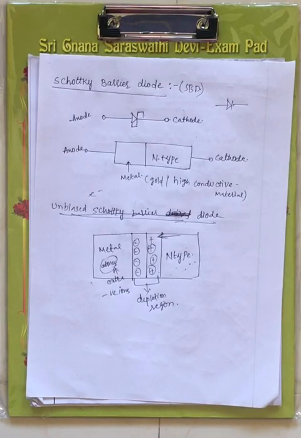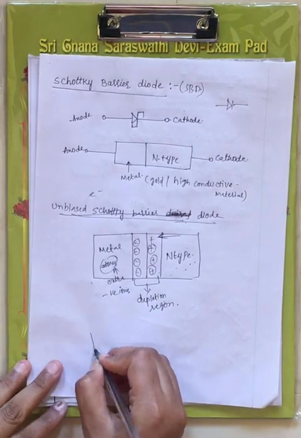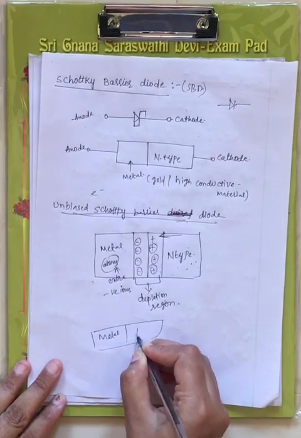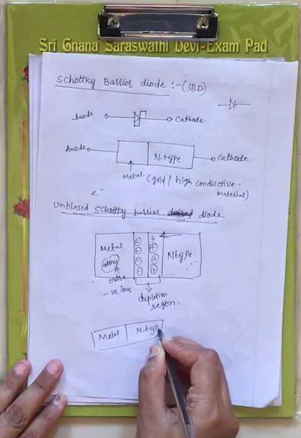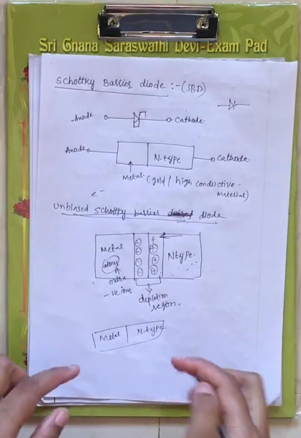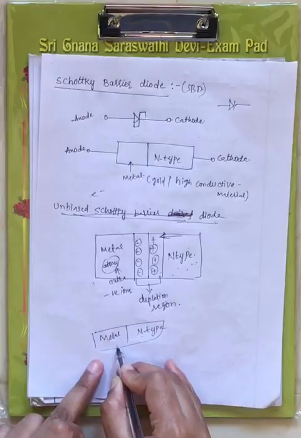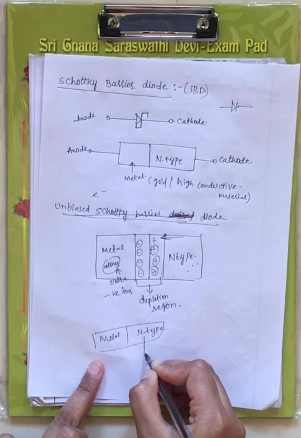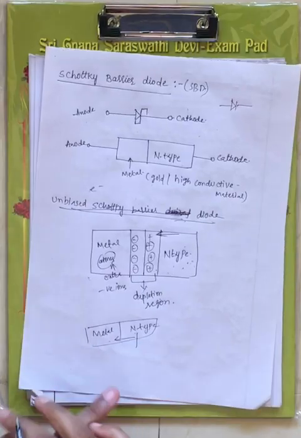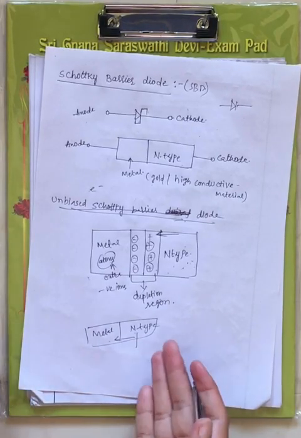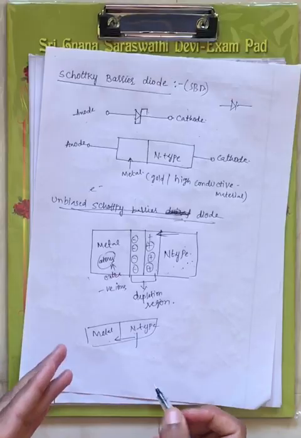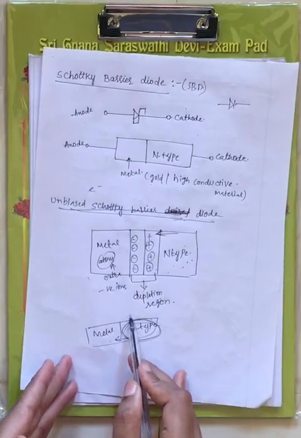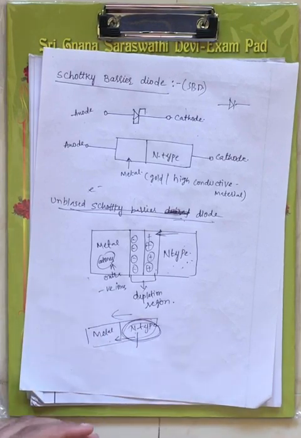Now this is about the operation of the Schottky barrier diode under unbiased condition. Let me briefly explain. Schottky barrier diode is nothing but diffusion of metal with n-type layer. When you are combining metal with n-type, whatever free electrons are present in the n-type layer will move towards the metal.